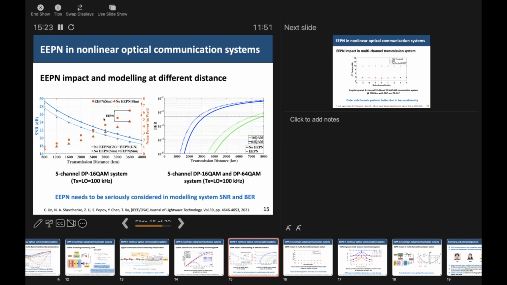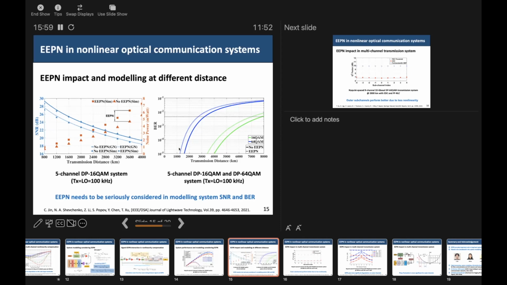Also, the solid lines show the case where we don't consider the impact of the equalization enhanced phase noise, and the dashed lines show the case where we consider the impact of the equalization enhanced phase noise. I think we can see the impact is quite considerable. That's almost 2 dB or 1.5 dB.